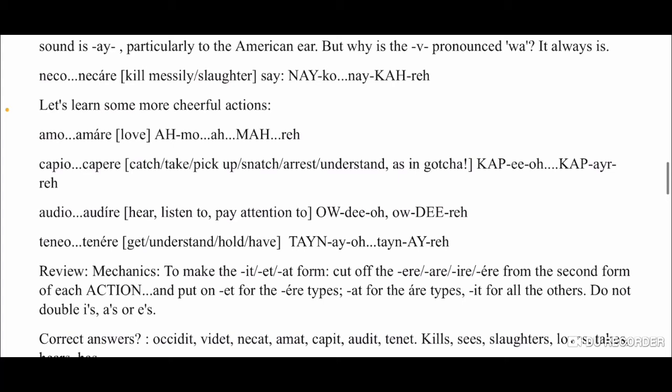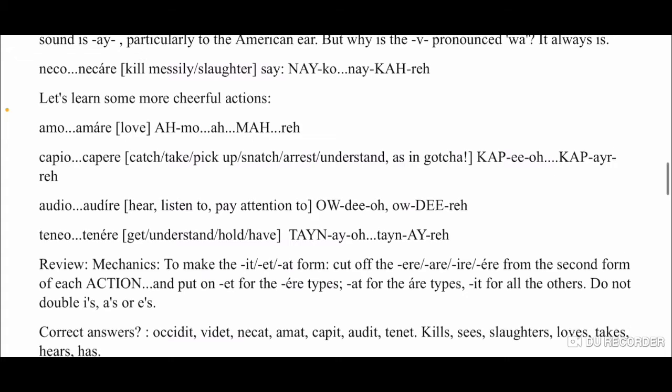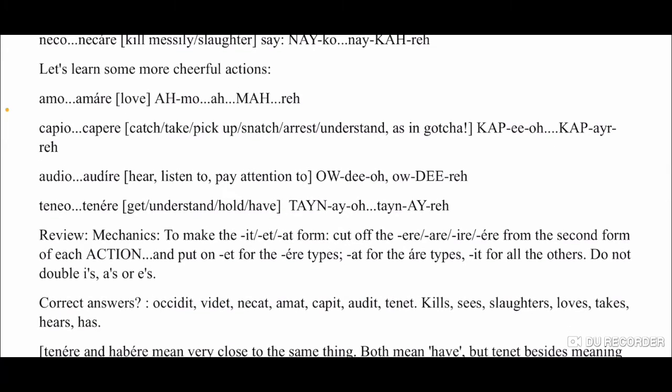Neko, nekare, kills, maims or slaughters. Let's learn some more cheerful actions. Amo, amare, love or to love. Capio, capere, catch, take, pick up, snatch, arrest.